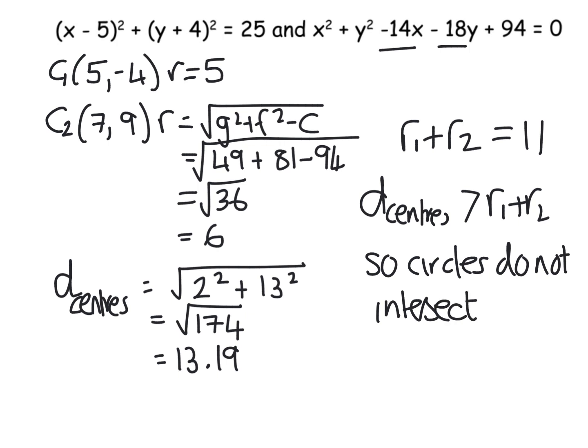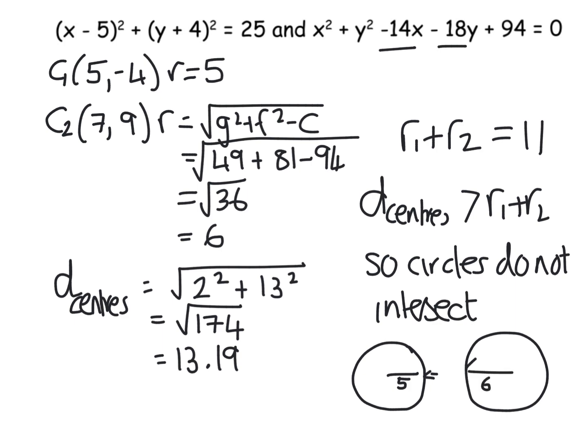What you've got there is a little picture with a circle with a radius of 5. You've got another circle with a radius of about 6. And you've got a little gap in there of roughly 2.19. Now the pictures aren't necessary, but it's worth me doing them just to try to explain what's going on.